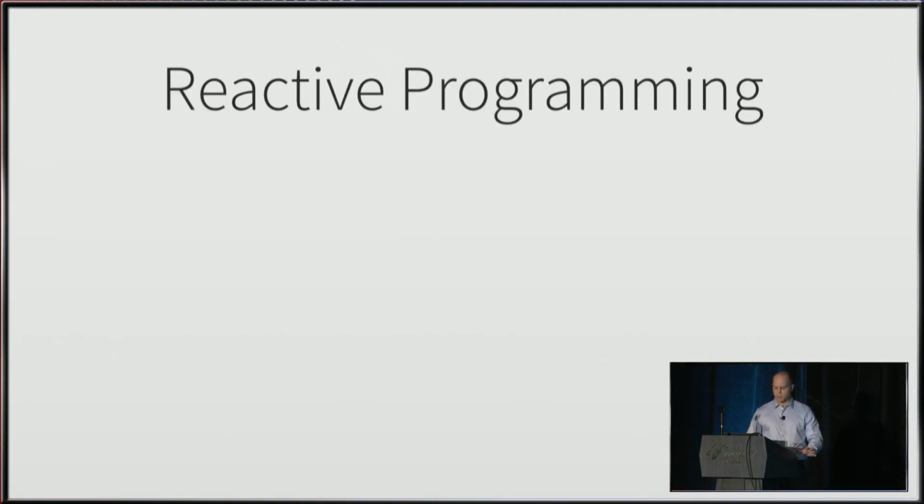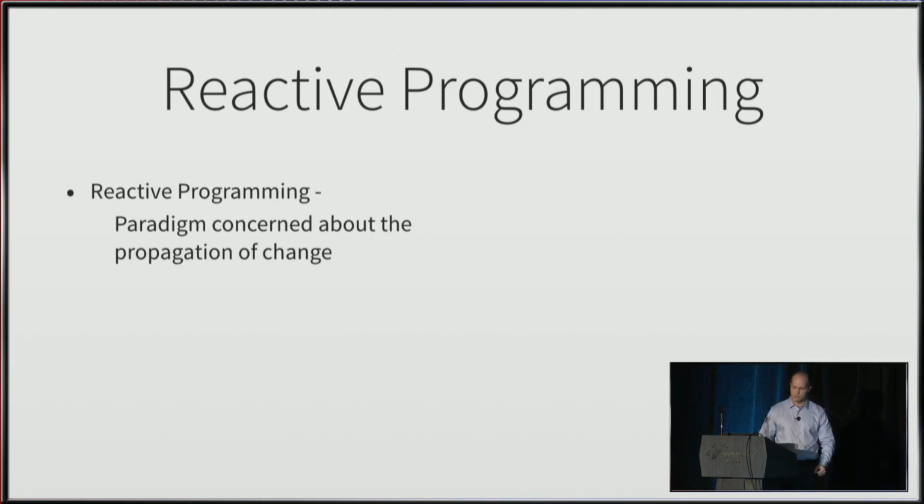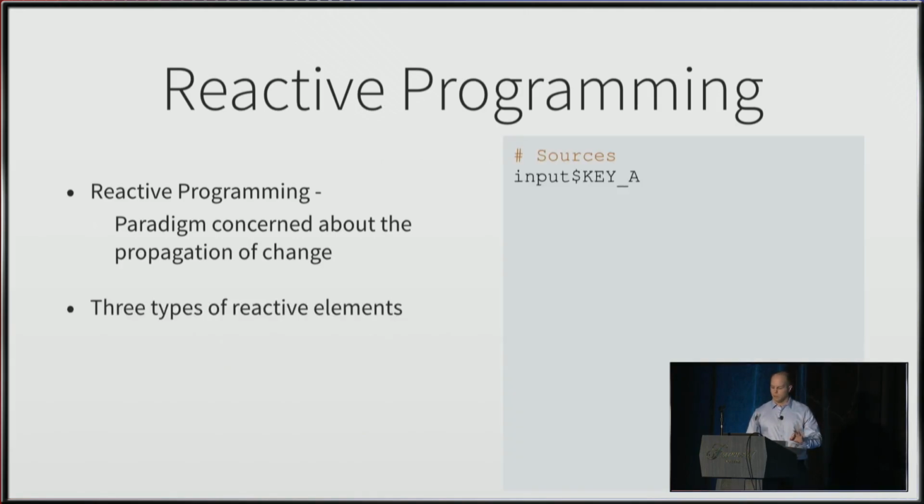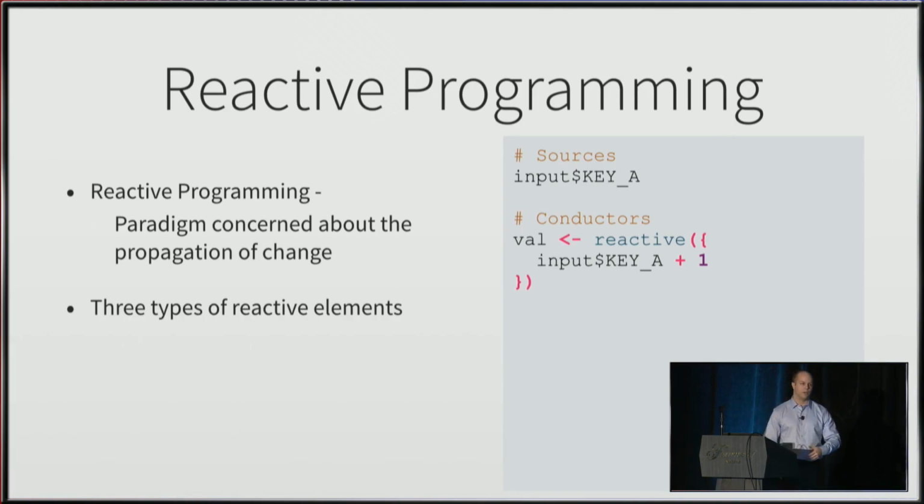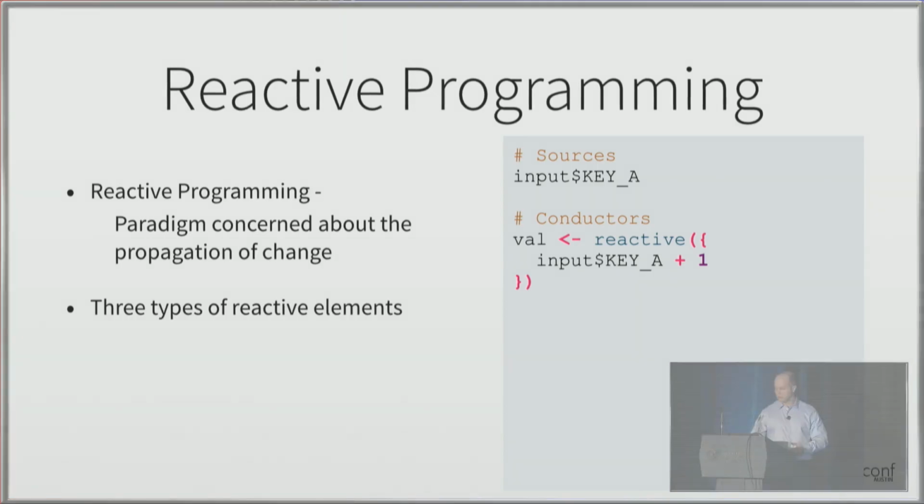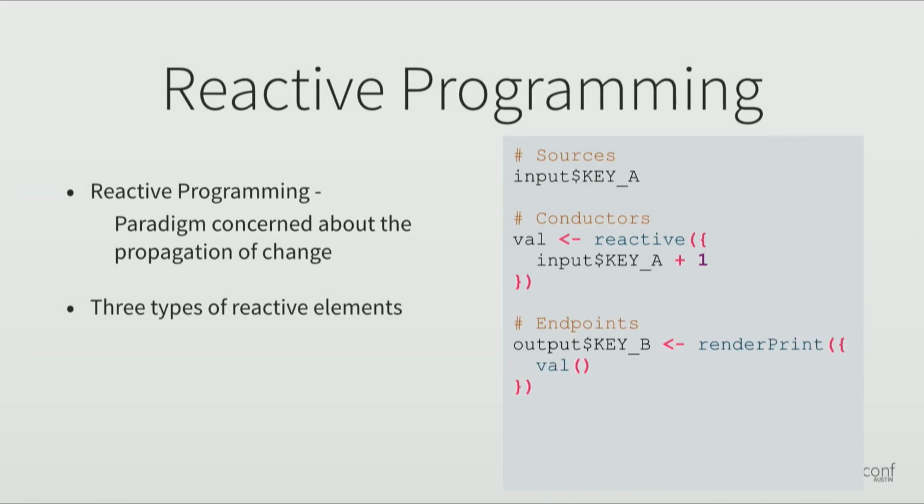So just so that we're all on the same page, let's review this for just a quick second. Reactive programming is a paradigm concerned with propagation of change. We need to remember a lot of things. There's three types that we always talk about. We have our sources, such as input key A. We have conductors, such as a reactive, where I create a new value given that input key A. And then I have some endpoints, such as output key B, which is one of my many render functions, in this case render print. Or we could have an observe, where the propagation ends there at the observe statement.